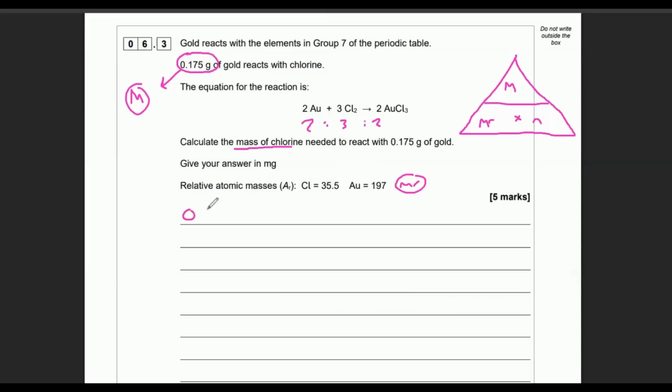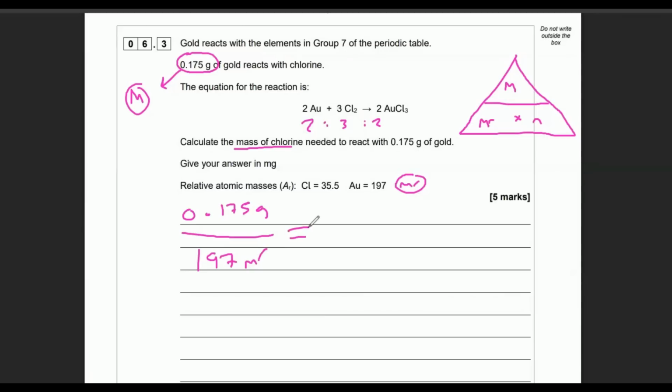So we want to do mass over Mr. 0.175. That's grams. Leave the unit in, peoples, so you don't get confused. And then write the Au. Au is 197. Here's where some people are going to go wrong. You're going to go ahead and times that by 2. Don't do it. That is the coefficient ratio stuff. You do that next. First of all, you don't times that by 2 now. That's the Mr of gold.